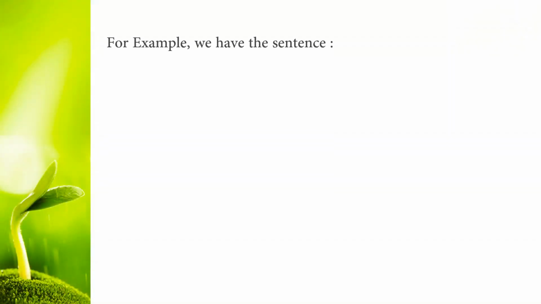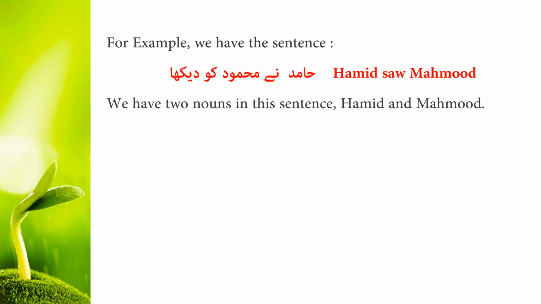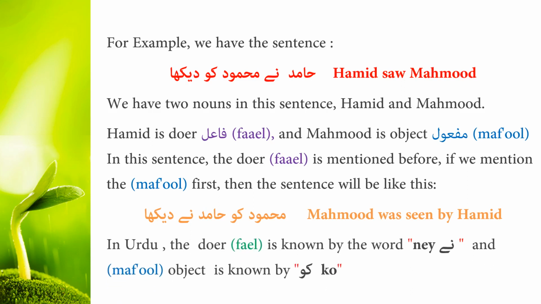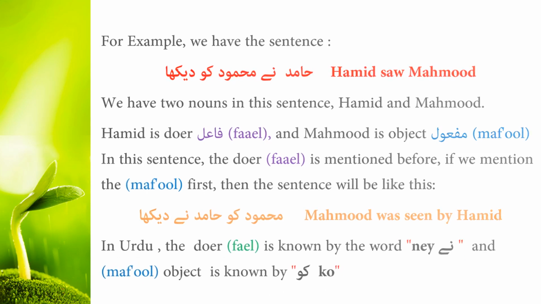For example, we have the sentence, Hamid ne Mahmood ko dekha. Hamid saw Mahmood. We have 2 nouns in this sentence, Hamid and Mahmood. Hamid is doer, fa'il, and Mahmood is object, maf'ul. In this sentence, the doer fa'il is mentioned before. If we mention the maf'ul first, then the sentence will be like this: Mahmood ko Hamid ne dekha. Mahmood was seen by Hamid. In Urdu, the doer fa'il is known by the word ne, and maf'ul object is known by ko.